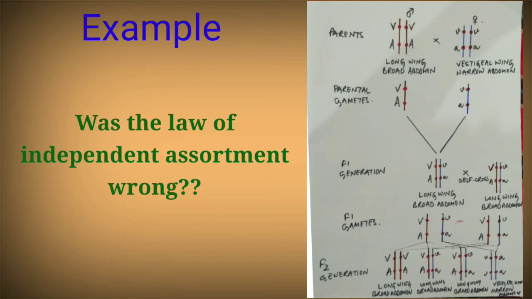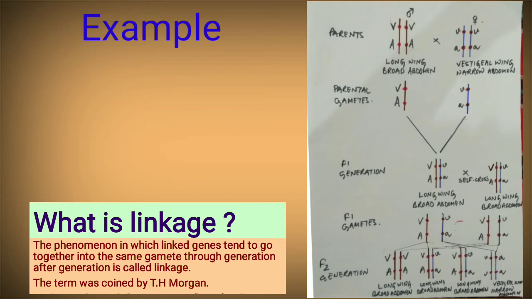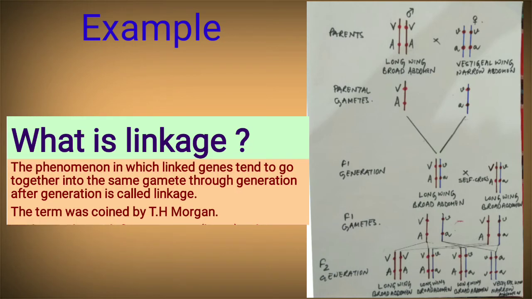In case of Drosophila, as we know now, the characters for long wing and broad abdomen are present on the same chromosome. Therefore, these two linked genes will tend to go together in the same gamete. Similarly, the genes for vestigial wing and narrow abdomen in the F1 generation will tend to go together in the same gamete. The genes will not separate, only the chromosomes will separate.